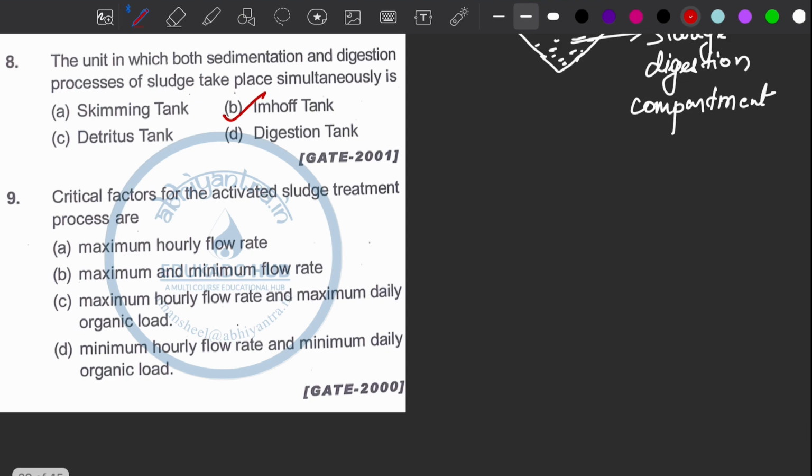9th is, critical factors of activated sludge treatment process are. So the options are maximum hourly flow rate, maximum and minimum flow rate, maximum hourly flow rate and maximum daily organic load, minimum hourly flow rate and minimum daily organic load. So critical factors are maximum hourly flow rate and maximum daily organic load for an activated sludge process. So the answer will be option C.